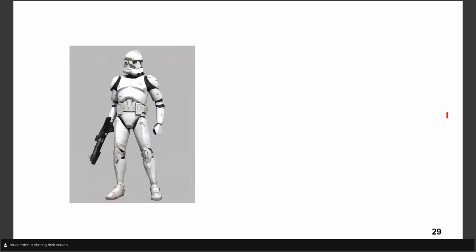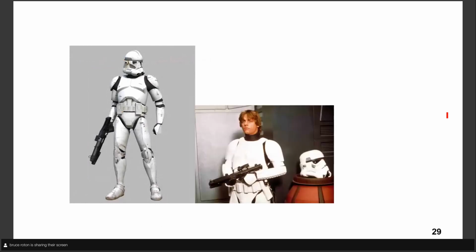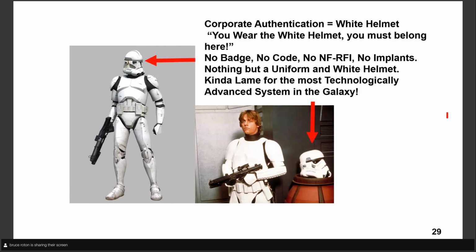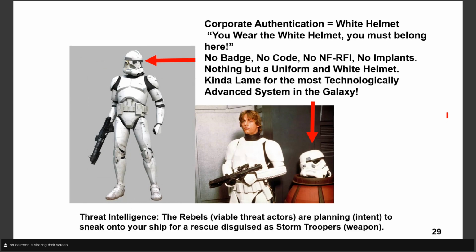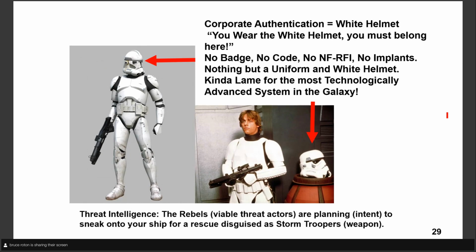And also, you all know what this is, and you know what this is other than just a bad actor. But here's the real point. The corporate authentication was a white helmet. You wear the white helmet, you must belong here. No badge, no code, no near-field RFID, no implants. Nothing but a uniform and a white helmet. It's kind of lame for the most technologically advanced system in the galaxy. But again, out one little bit of threat intel: the rebels are planning to sneak onto your ship disguised as stormtroopers.